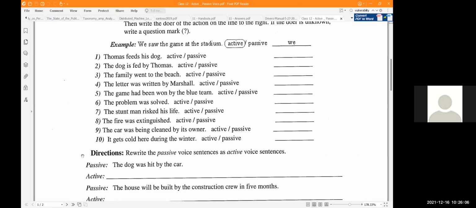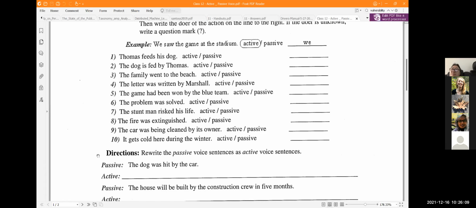The car was being cleaned by its owner. Is this active? No, it's passive. The doer is its owner. Anytime you see by and a noun, you know that the sentence is going to be passive because by and the noun shows us the doer of the verb. Okay, thank you, teacher. Its owner, yeah.